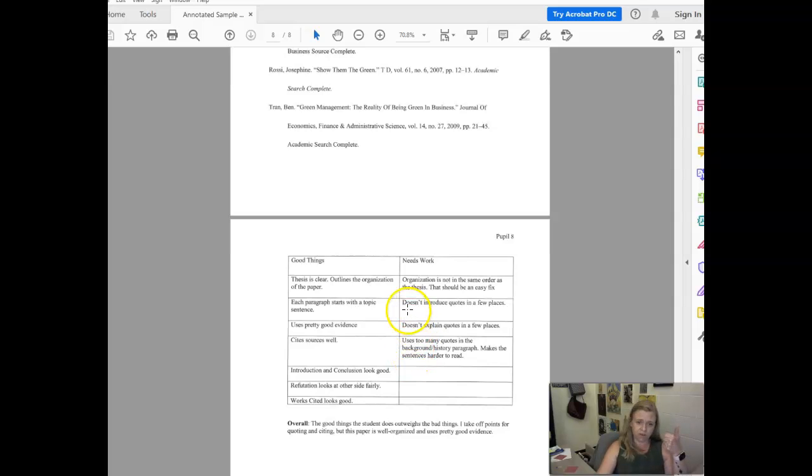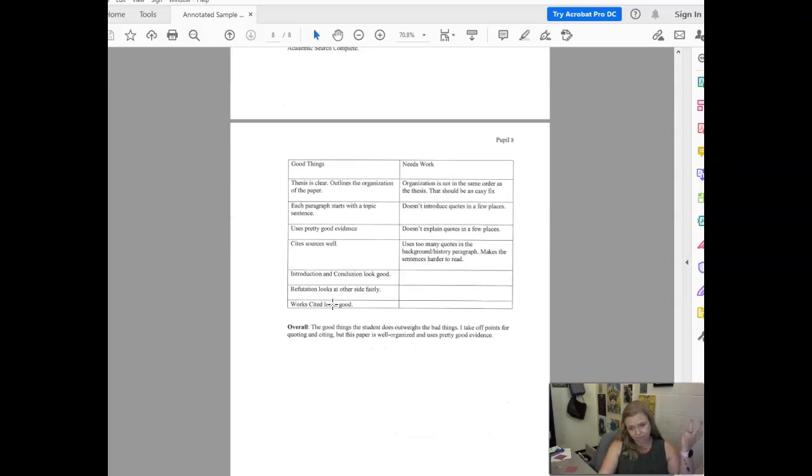So he doesn't introduce quotes in a few places, doesn't explain quotes in a few places, and that one paragraph where the history and background, I thought he just had too many quotes in it. The way he used the ellipses made it kind of hard to read. So I think the good things the student does in this paper outweigh the bad, because these are pretty huge things, and these are not huge. Basically this organization thing here is a copy and paste fix. These are things that he could probably fix in, I'm thinking, no more than an hour. But if some of these problems were in here, like he didn't have good evidence or the organization was all off, then he would definitely not be able to fix that in an hour.